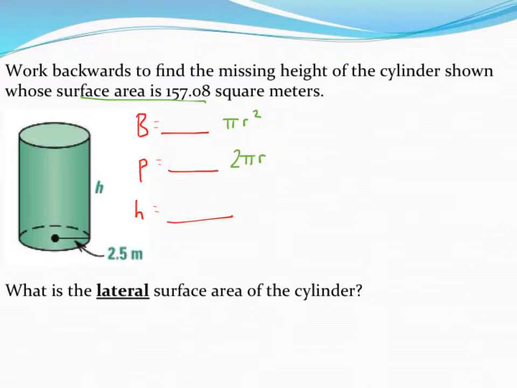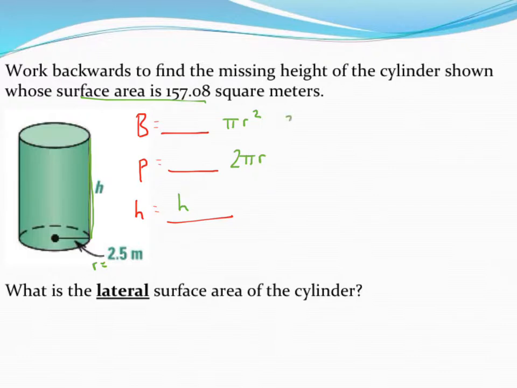So let's see what's missing from our cylinder this time. We may be missing the height, we may be missing the radius. I can see that the height is what's missing. That's what they have not told me. So I'm just going to put an h in my height blank. The radius of the circle is 2.5 meters. I see they gave me that. So I should be able to find the area of the base as well as the perimeter of the base.